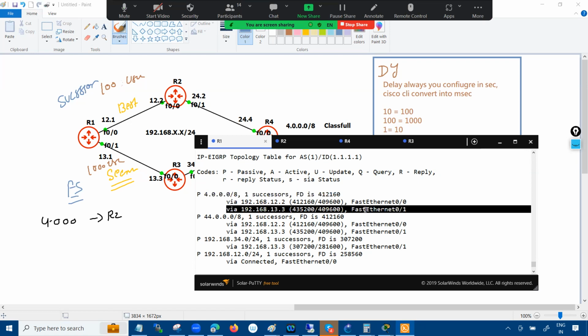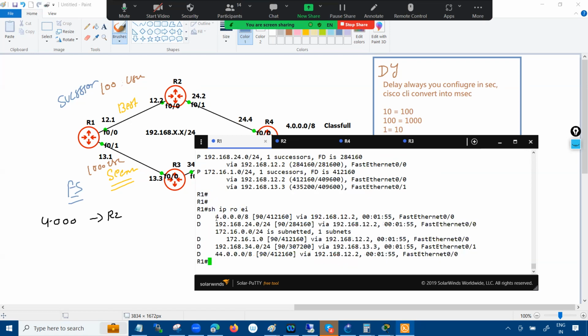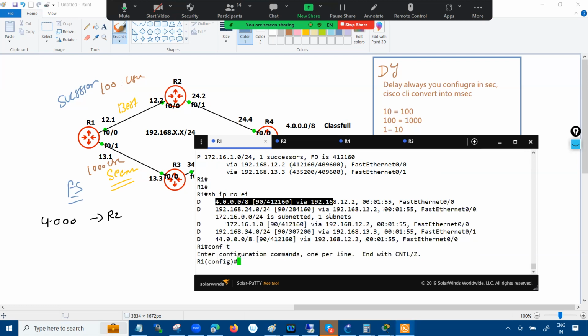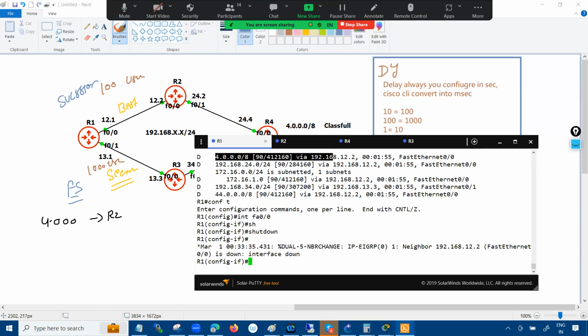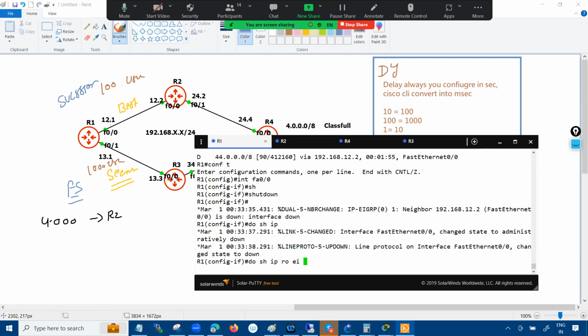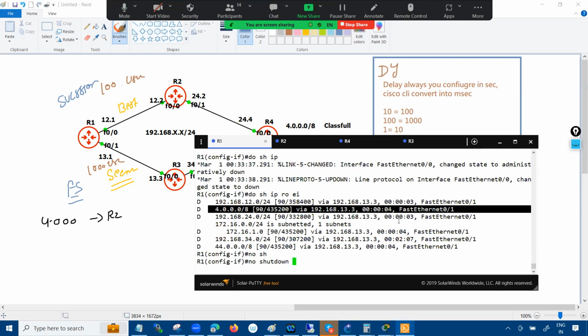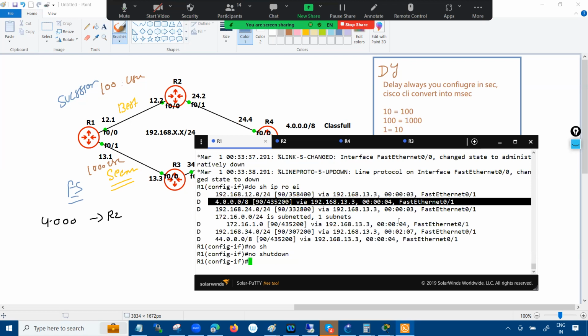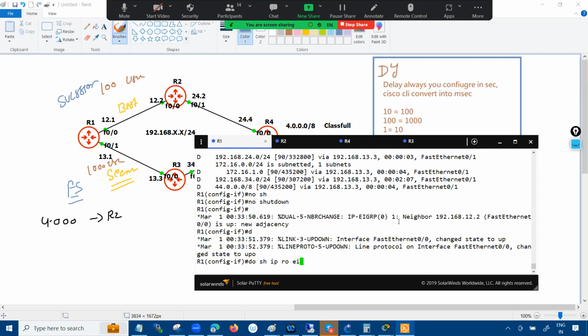If you see show IP route EIGRP right now, this is my primary path. If I lose this interface 0/0, if I shut down this particular interface, then what happens? The secondary comes into the picture, in just a matter of seconds. And if I bring this interface up again, the primary comes back into the picture, just a matter of seconds.